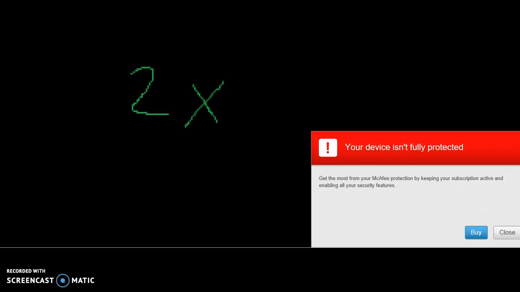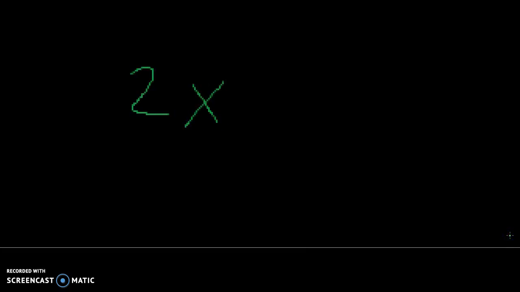So let's get rid of it. Today, we're going to be learning about more complicated stuff. Let's start with something still pretty easy: 2x is less than 5.